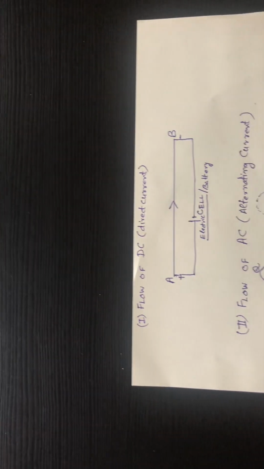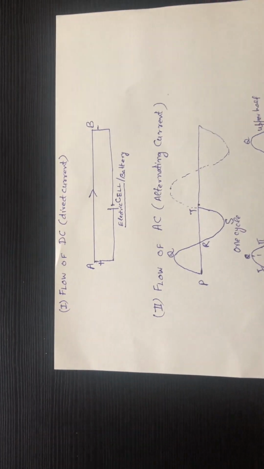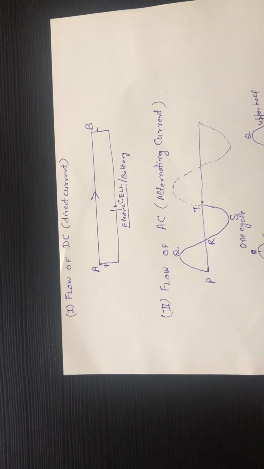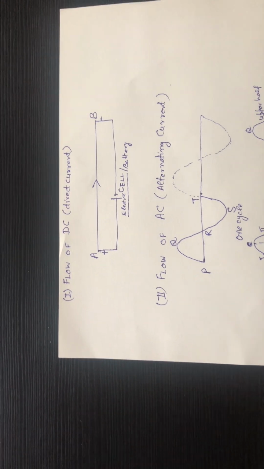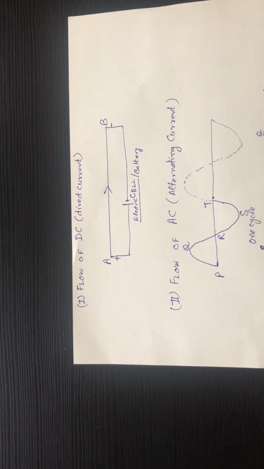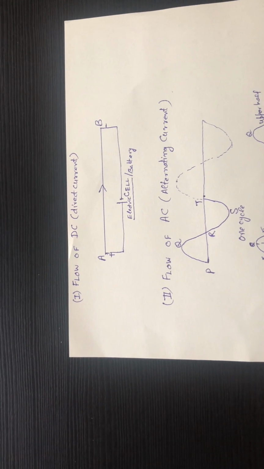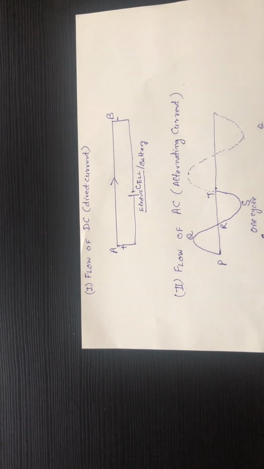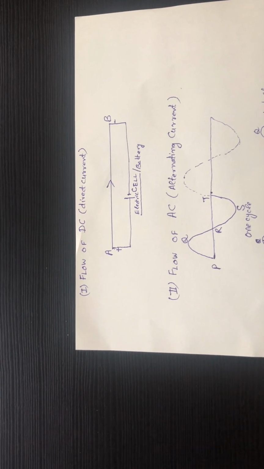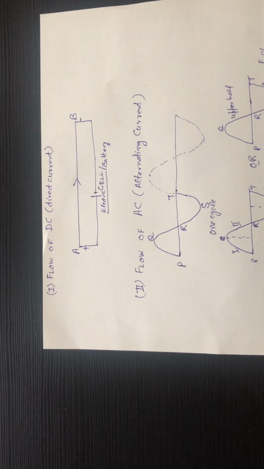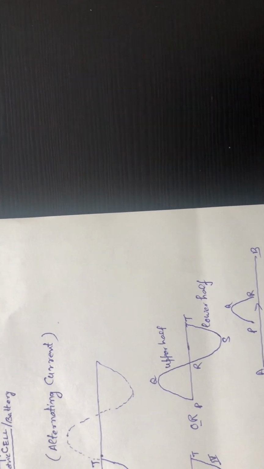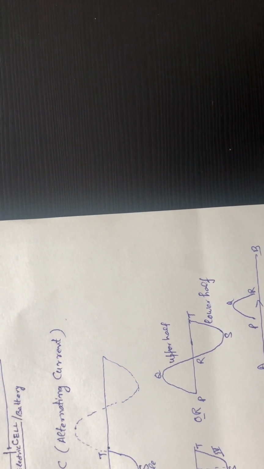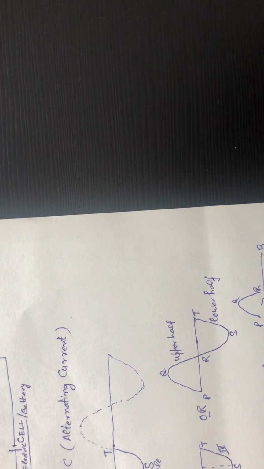So now let's understand how AC flows through a wire. When an AC source is connected to a wire or a conductor, the current flows in the form of cycles. I have shown you two cycles. One cycle is from PQRST and the other cycle is shown with the dotted lines. When we understand how this current flows through a wire, I can divide this one cycle into two halves. One is the upper half, that is from PQR, and the other is the lower half, that is RST.